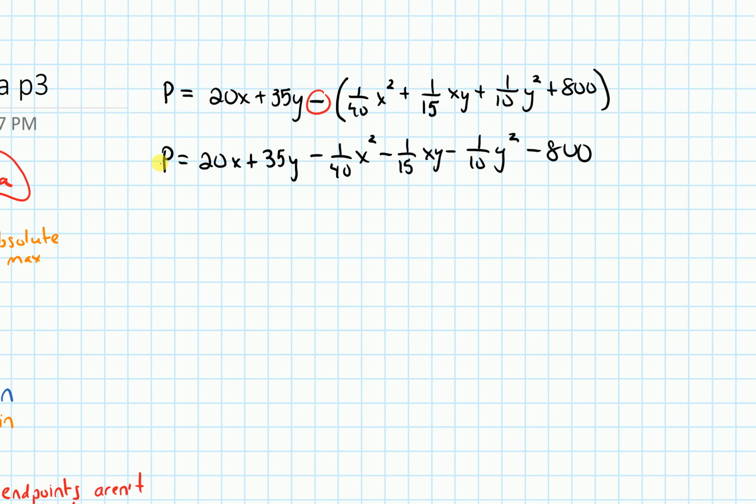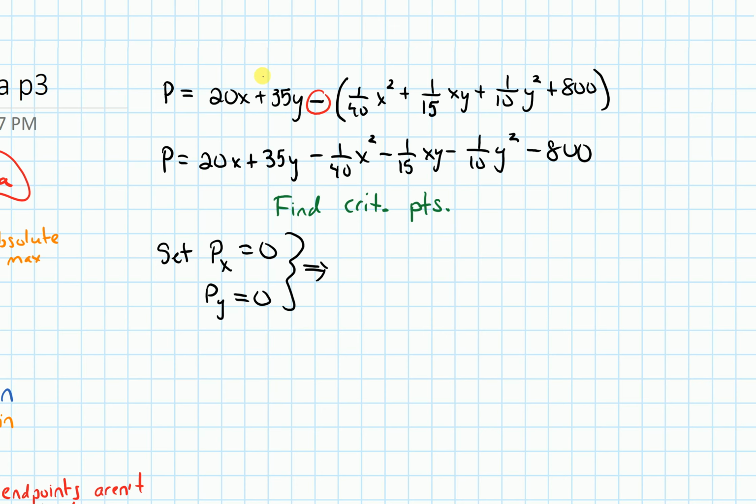It's a multivariable function. It involves x and y. So we are now ready to find our critical points. We take the partial derivatives and set them equal to 0. So let's find the partial with respect to x, the partial with respect to y, and set them both equal to 0.